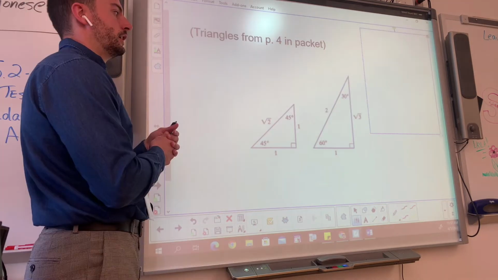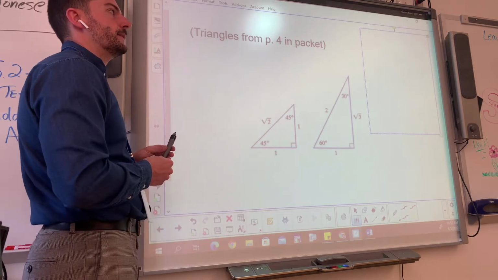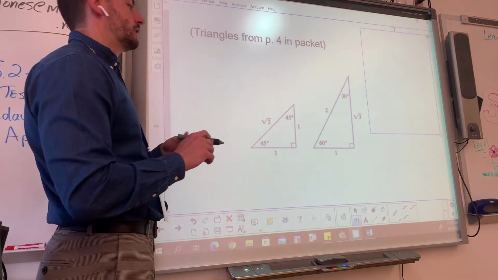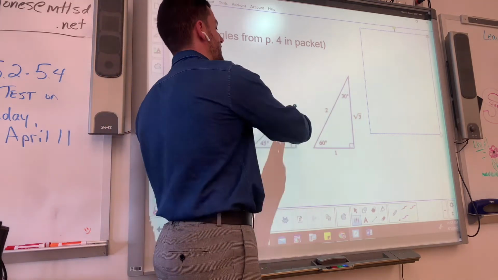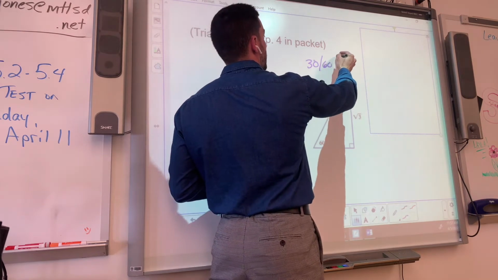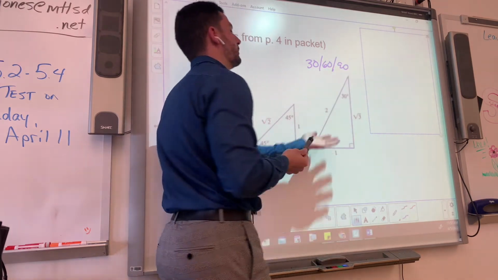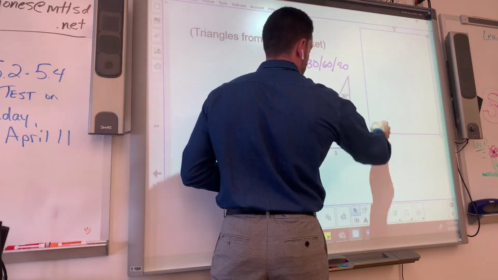Okay. And so you see here, there are 2 of the more common right triangles that we see. This is a 45, 45, 90 triangle, named by the angles inside. And this would be 30, 60, 90. Okay, again, named by the angles inside. So I'm even just going to cover this up.